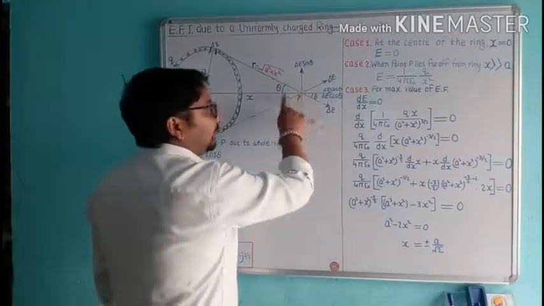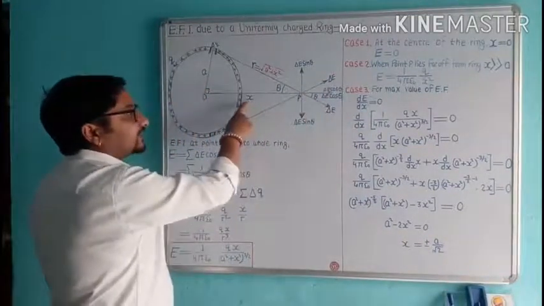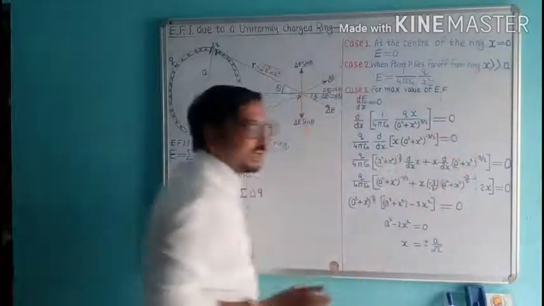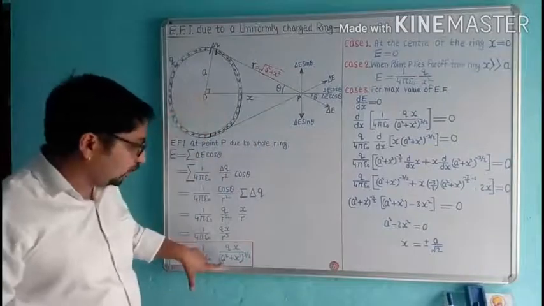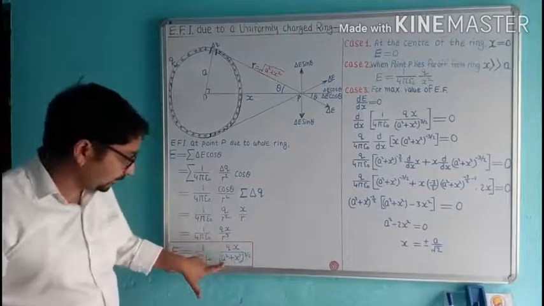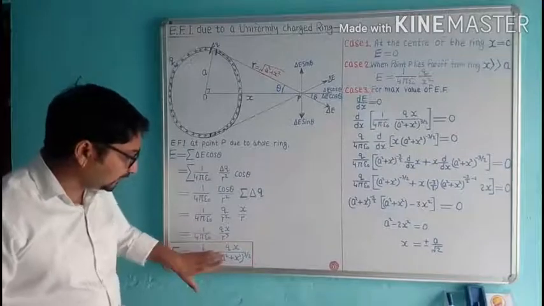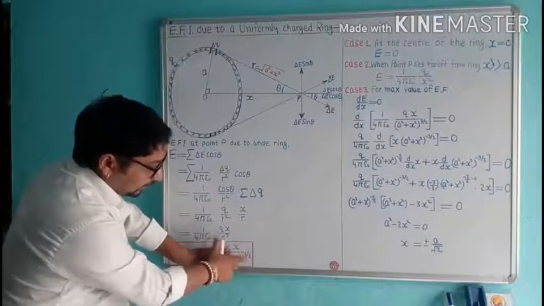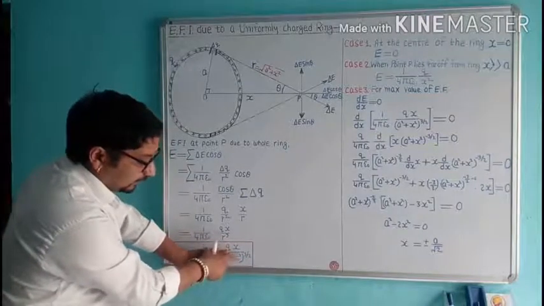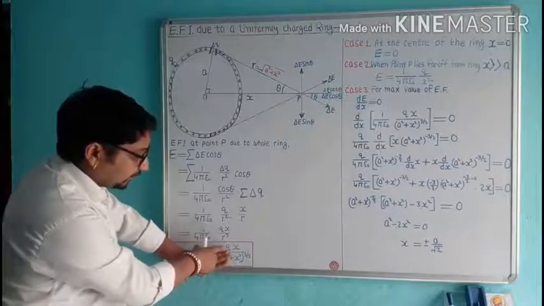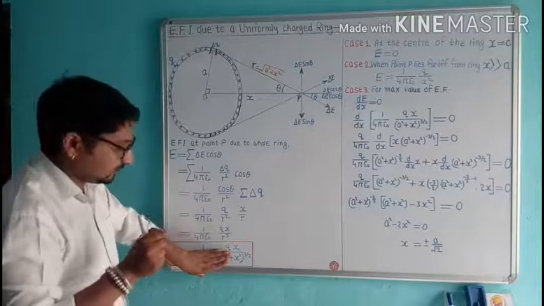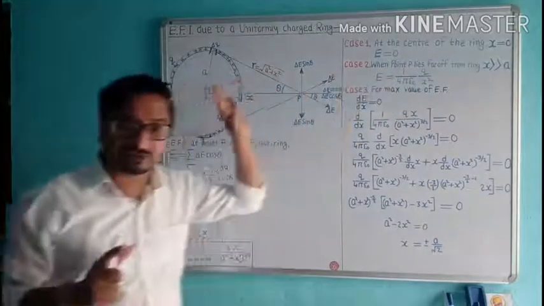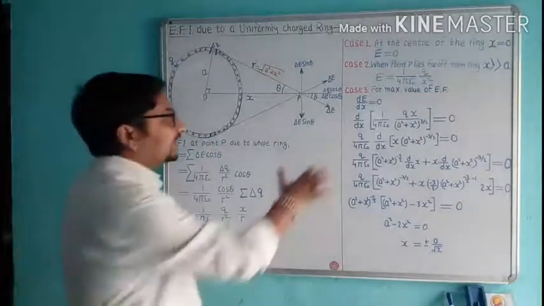When P is far off from the ring, then x will be much greater than a. That means ignore a. In this formula, we get 1 upon 4 pi epsilon naught, qx upon x square to the power 3 by 2. The 2 cancel out, giving qx upon x cube. Then x cancels out, and we get q upon x square. So E is equal to 1 upon 4 pi epsilon naught q upon x square. Very easy. Now case number 3.